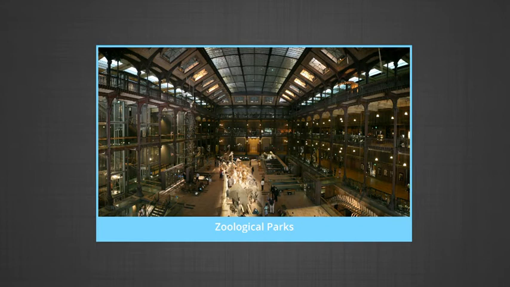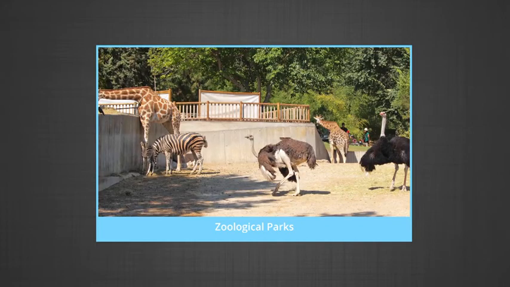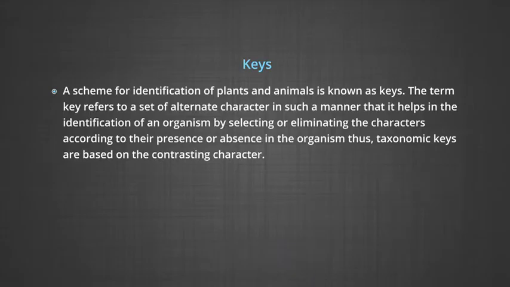Zoological parks. This is a place where wild animals are kept in their enclosures. These parks provide a natural environment. The scientific purpose of a zoo is to breed the animals which otherwise are facing a threat in natural habitat. Due to developmental activity, they are facing poaching and habitat destruction. Keys. A scheme of identification of plants and animals is known as keys.